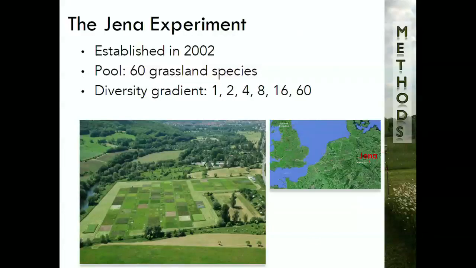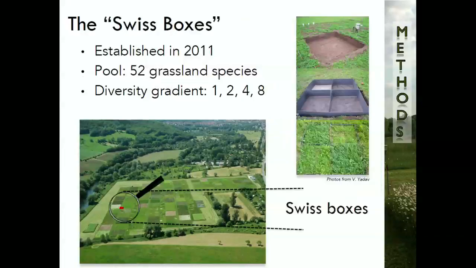And then within these main experimental plots of the main Jena experiment, what we did in 2011 is we established the Swiss boxes. They are the Swiss boxes because it was a Swiss research team messing around the German experimental field. So this is how these Swiss boxes look like. They were set up with a pool of 52 grassland species in a diversity gradient from 1 up to 8 species. And we did not only install 1 plot, but actually 48 of them all over the field.